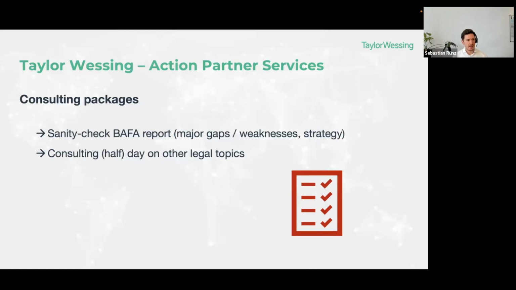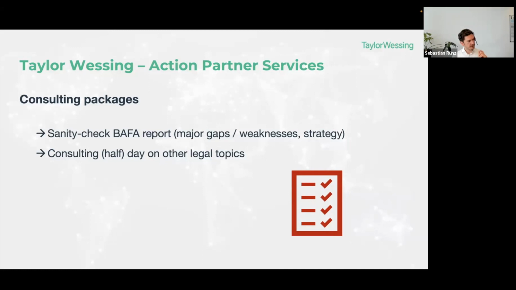And the last thing I wanted to mention, the service of Taylor Wessing on the Action Platform, is consulting packages. So basically you can book a consulting day or consulting half day on certain legal topics, for example, a sanity check of your report, which basically looks at major gaps and weaknesses, trying to improve some passages, maybe thinking of the best strategy to present the risks you identified to the BAFA.